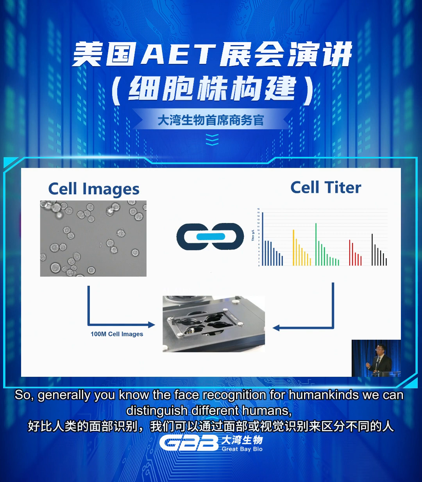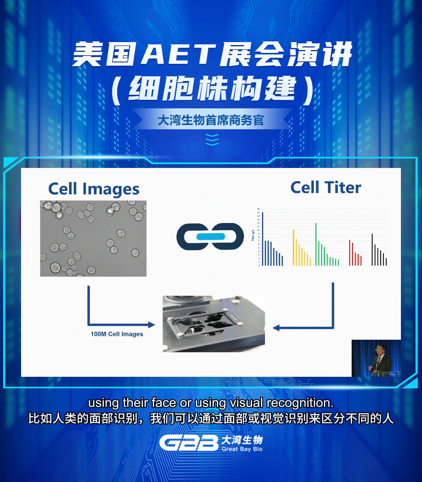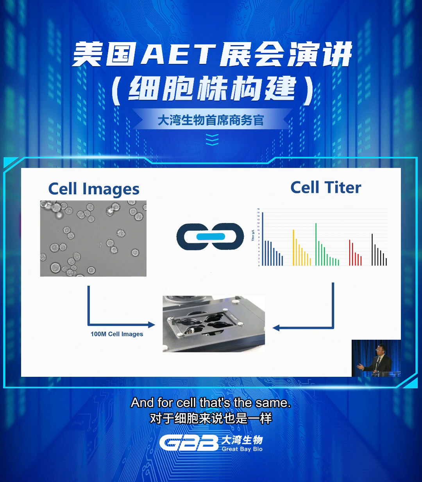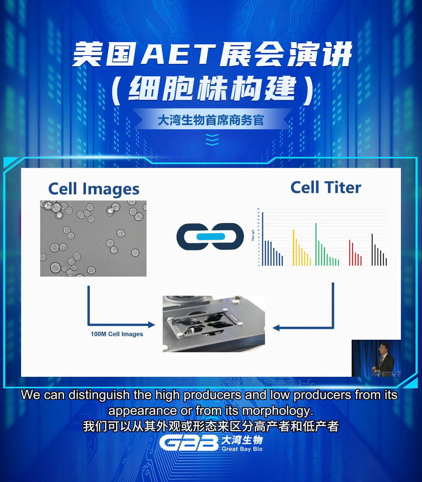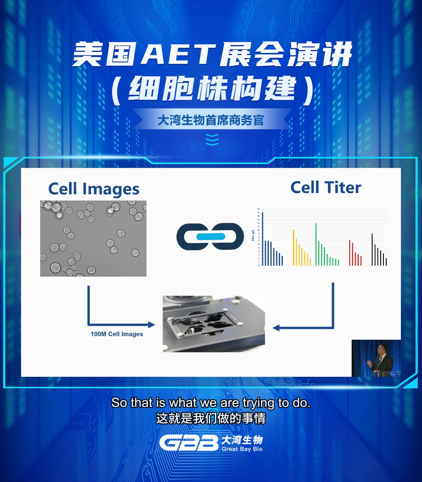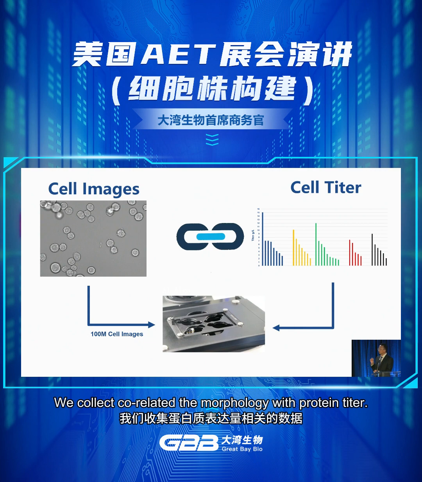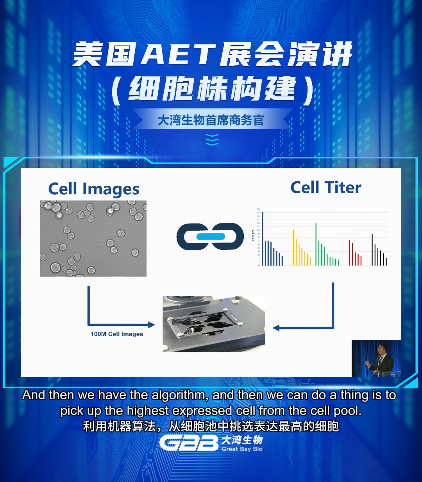Generally, with face recognition, humans can distinguish different people by their faces, using visual recognition. For cells, it's the same. We can distinguish high producers and low producers from their appearance, or their morphology. So that is what we are trying to do. We correlated the morphology with the protein titer, and then we have the algorithm. And then we can pick the highest-expressing cell from a cell pool.